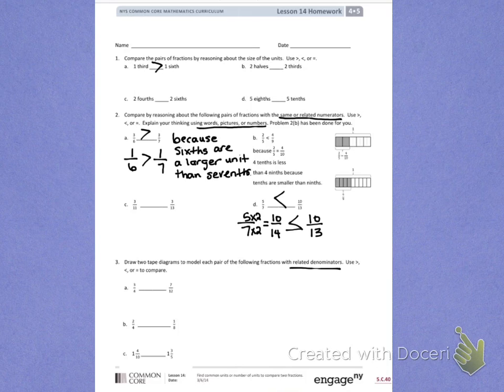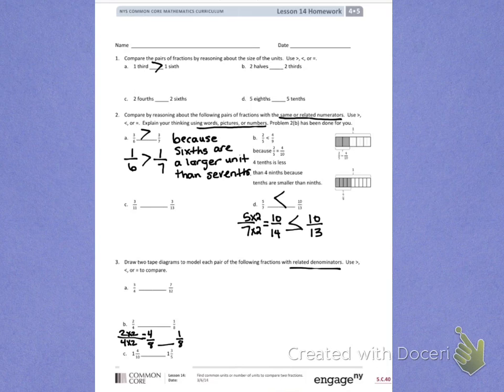So looking at B, we have 2/4 and 1/8. It's hard to compare when they're not having matching denominators, so I'm going to do as I did in problem 2D, and we're going to create matching denominators. One of my denominators is 4, and one of them is 8. Well, if I multiply 4 times 2, I can get to 8. So I'm going to multiply my numerator by 2 and my denominator by 2. Now I'm comparing 4/8 and 1/8.